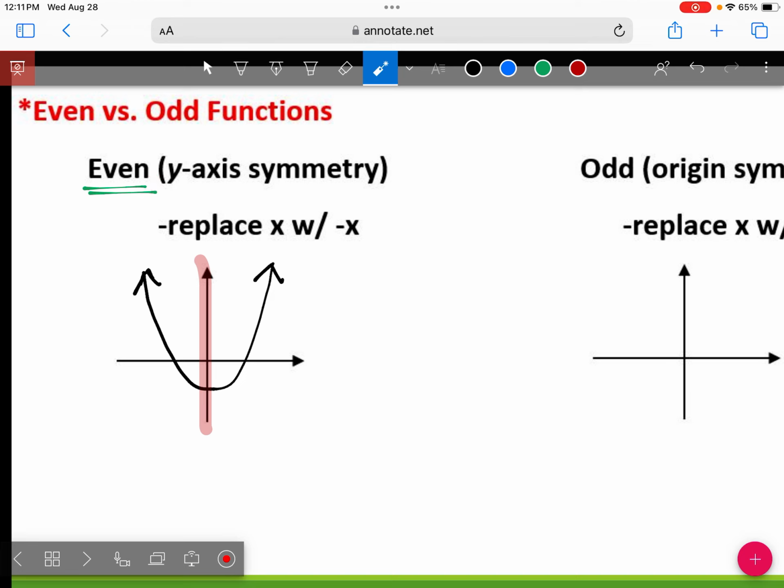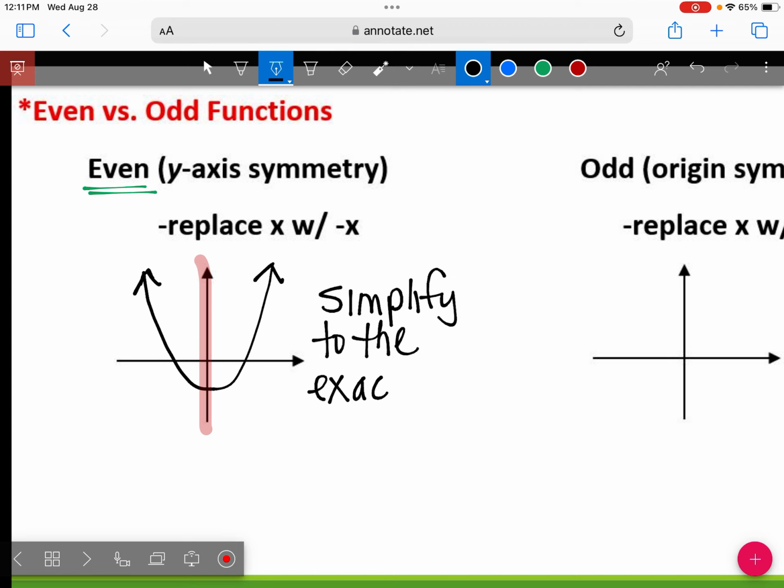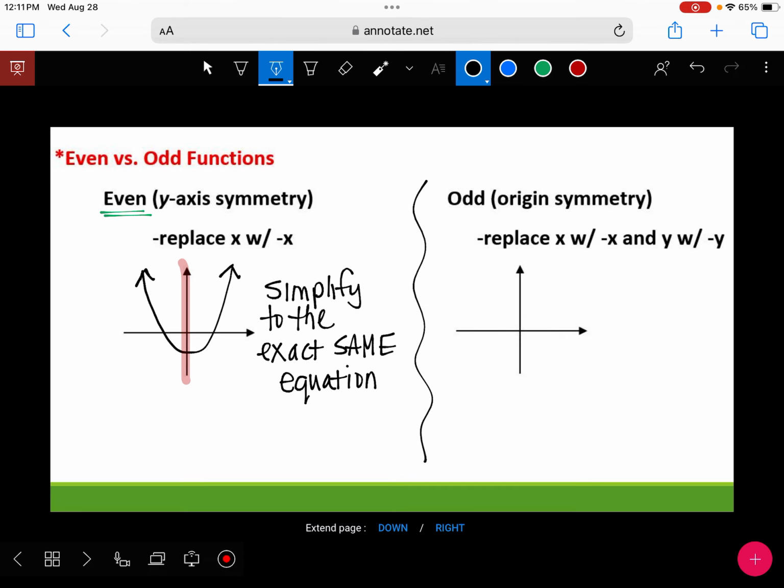In order to test, because you won't have a graph, you're just going to have an equation, we're going to replace x with -x. And then if we simplify it, it should simplify to the exact same equation. That's how we're going to know that it is even.